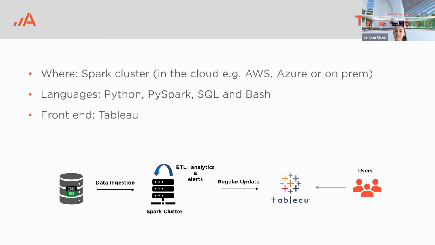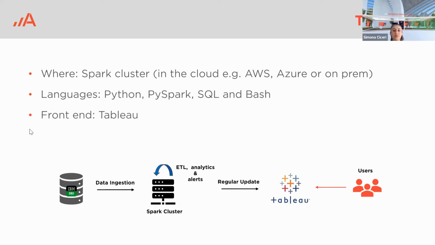As described in the sketch at the bottom of the slide, each day mainframe data is ingested in the Spark cluster, where an automatic pipeline runs the ETL jobs, and then subsequent scripts are also run to do analytics and alerting. The results are then displayed in Tableau, which automatically gets updated with the latest results, so that the client, the user, is able to have the most up-to-date information.